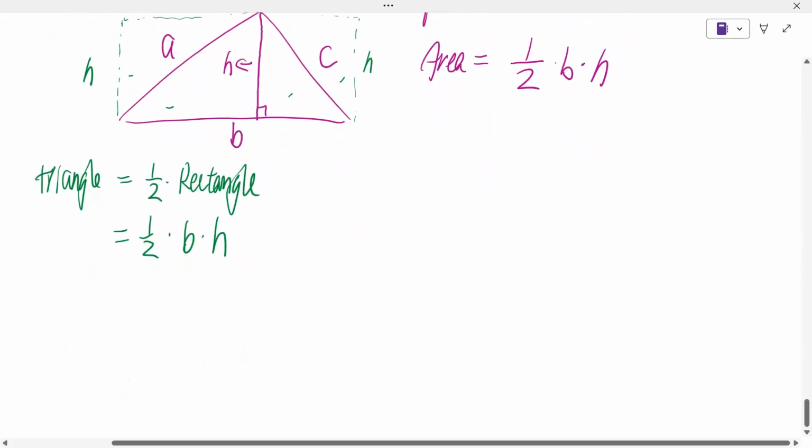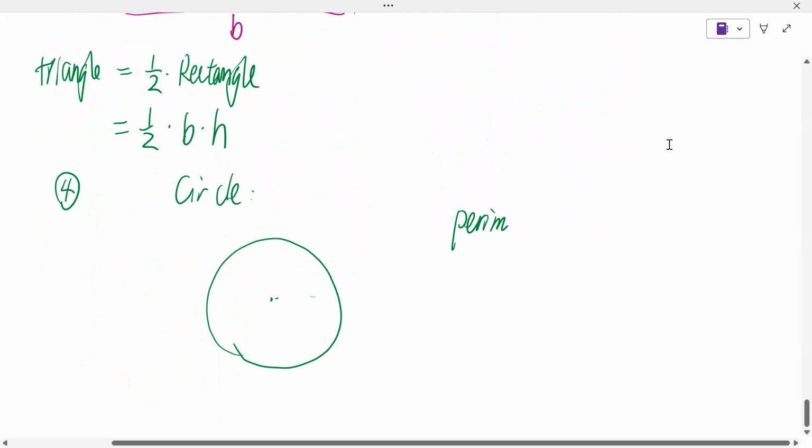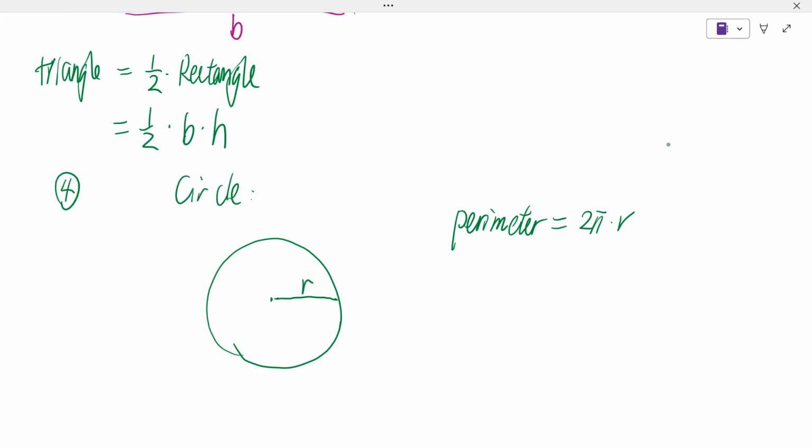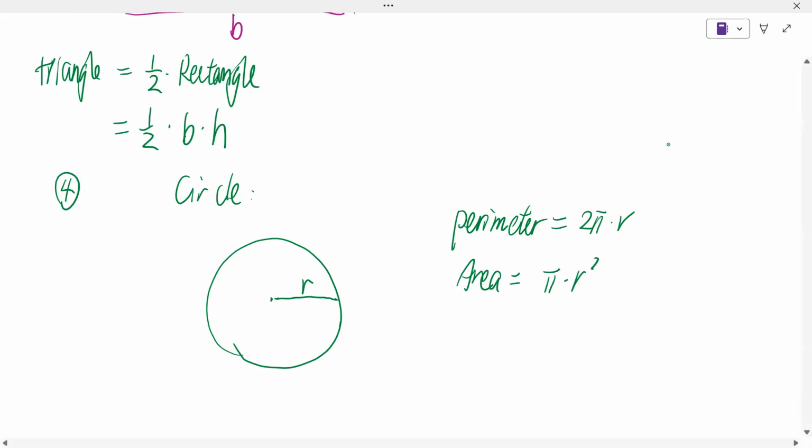And also the last one is the circle, right? So we also use a circle a lot. For the circle, it looks like this. And then the perimeter. Let's say this is radius r, right? So perimeter is 2 pi r. 2 pi is basically the radian measurement of one circle, right? One period, in this case, one circle. And then the area will be pi r squared. So that's basically a quick review of all these geometrical shapes.